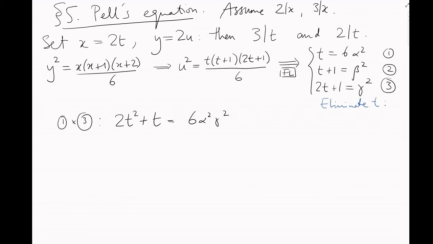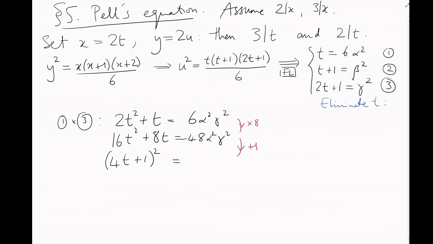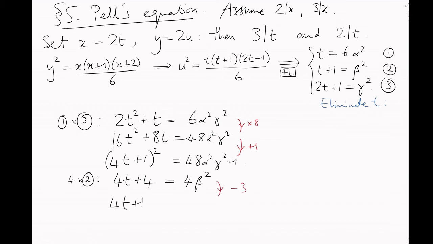If you were playing around with this, you might think to multiply it by 8, giving you 16t squared plus 8t on the left, and you might notice that this is almost a square. If I add 1 to it, I get 16t squared plus 8t plus 1, which is 4t plus 1 squared. That equals 48 alpha squared gamma squared plus 1. But now I can get beta involved. I can rewrite 4t plus 1 as 4 beta squared minus 3.